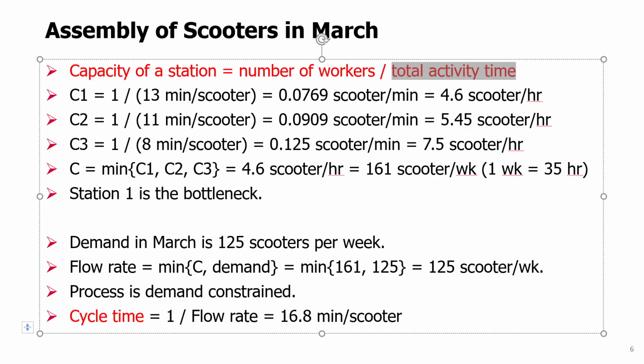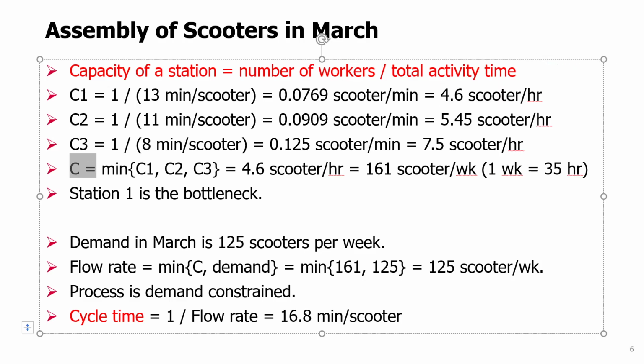Since we have one worker on each station, this calculation will always be 1 divided by something, and this something will be the time per scooter on each station. And since the times are decreasing here, the largest is on station 1, then the smallest capacity will be on station 1, right? It's 1 over the largest number will give us the smallest capacity. Here is the conversion from scooters per minute, which is fractional. It's easier to look at scooters per hour, which is a bit larger. And so we see the smallest capacity on station 1.